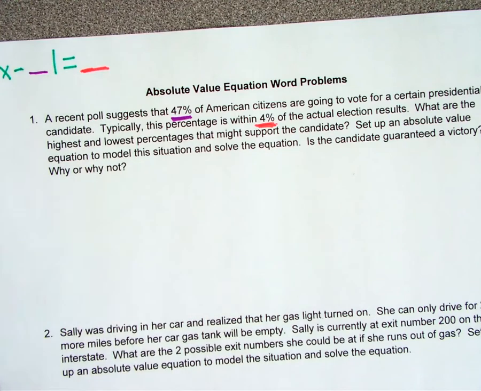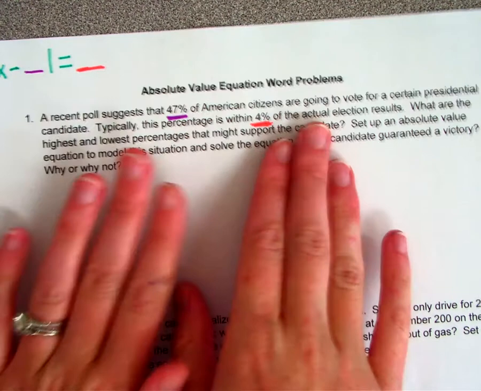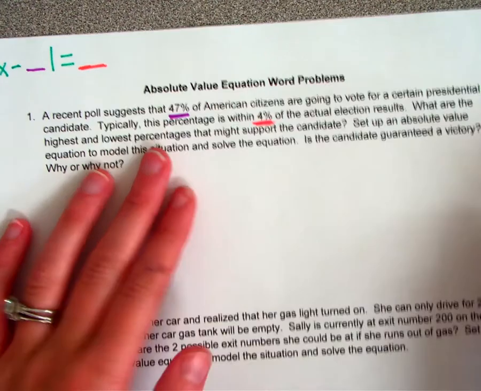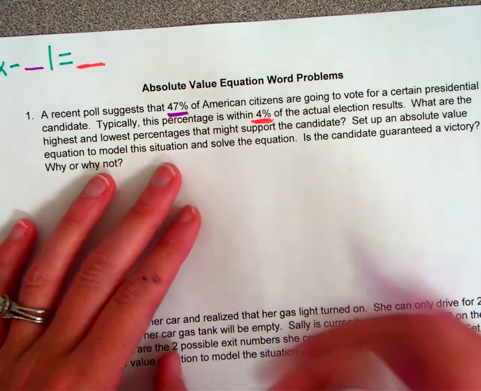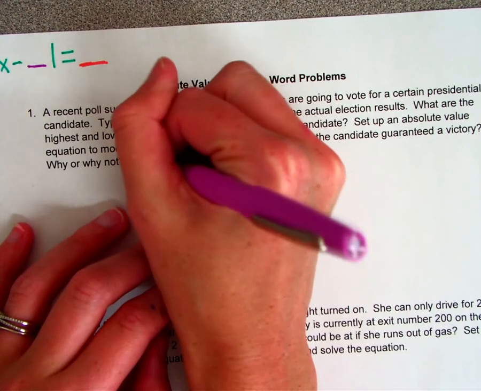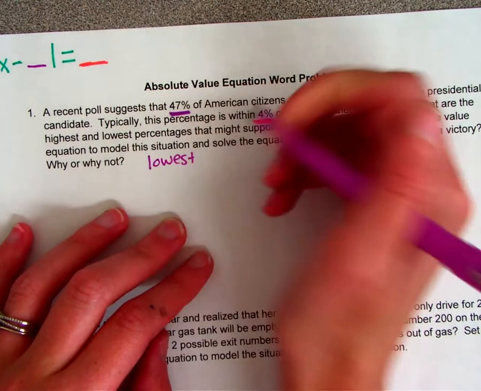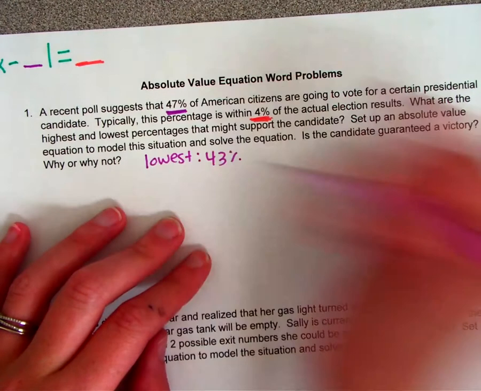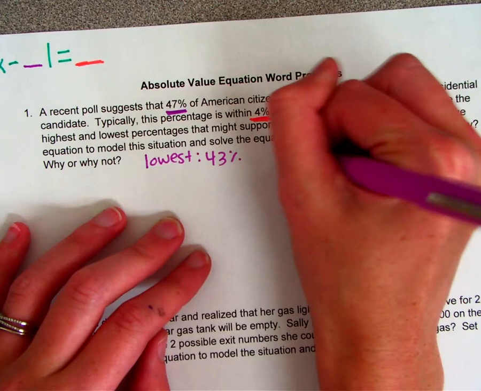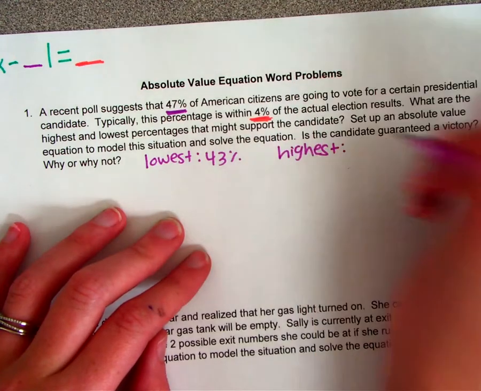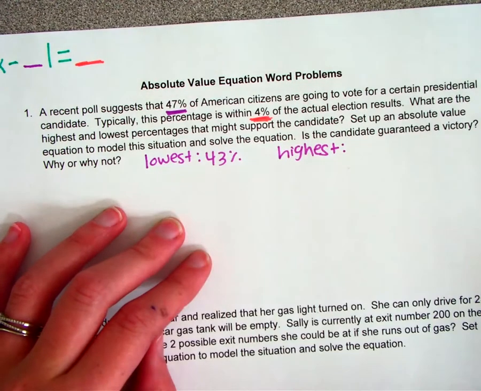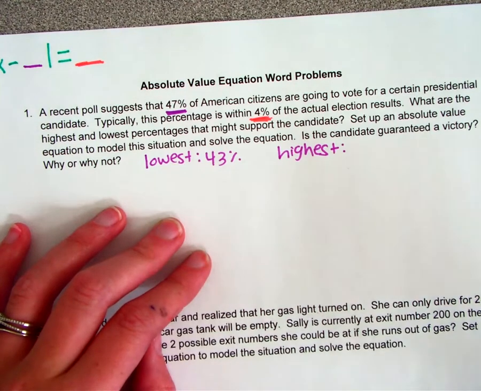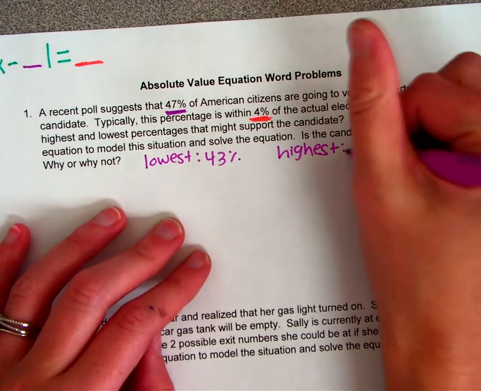So let's think about the lowest percent. If we could be 4% under 47%, what would be the lowest percent it could be? Holy hot dog, you guys, it is 43%. So the lowest percent is 43%. And then the highest percent will be 4 above 47, which, what's 4 above 47? You guys are like math geniuses. I don't even know why I teach you anymore. So this is 51%.